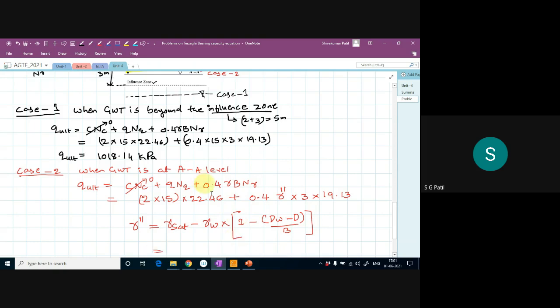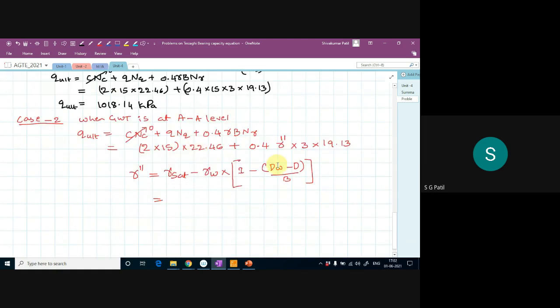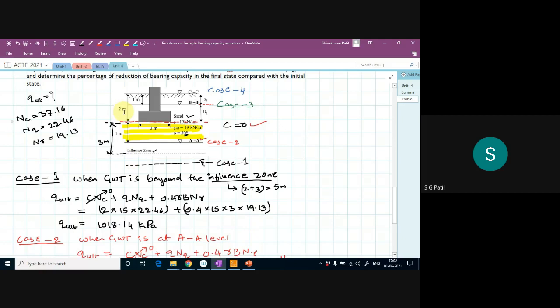Okay. So what is the gamma saturated? How much is given for gamma saturated? You see, gamma saturated is 19 kilonewton per meter cube. Write down here: 19 minus the unit weight of water, which is 9.81. Some people can take 10 also, no problem. Into 1 minus the depth of water table minus your footing depth divided by the width of footing. So what is the depth of water table here? The depth of water table is 2 plus 1, that is 3 meter.